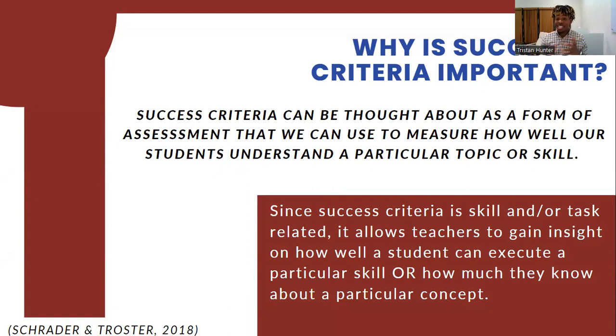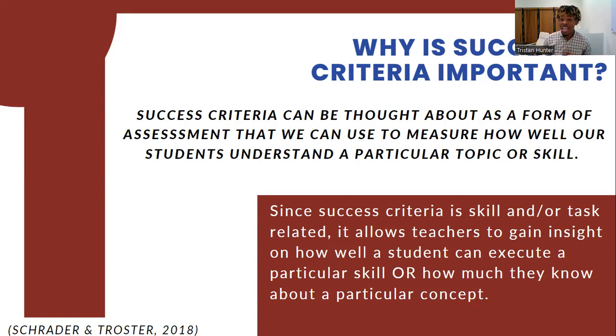So again, I want to keep using this idea of textual evidence, right? If my success criteria is that students will be able to cite textual evidence when they're writing this paragraph out, then one of the things that I can measure is how well the student actually cites that textual evidence. So since success criteria is a skill or a task, it allows me, or you as the teacher, to gain insight on how well the student can actually execute that particular skill or how much they know about a particular concept, right?